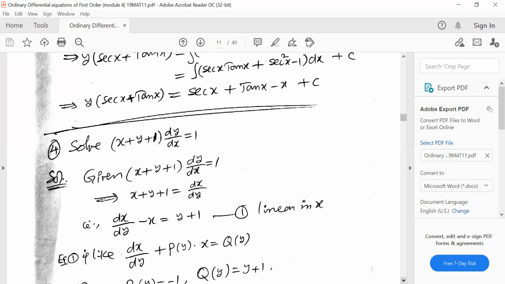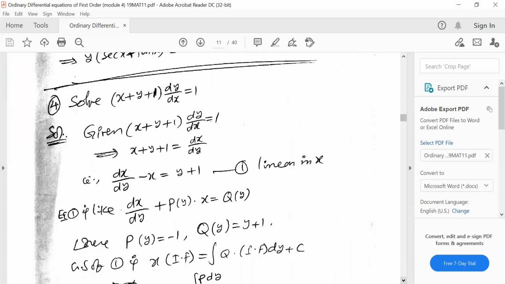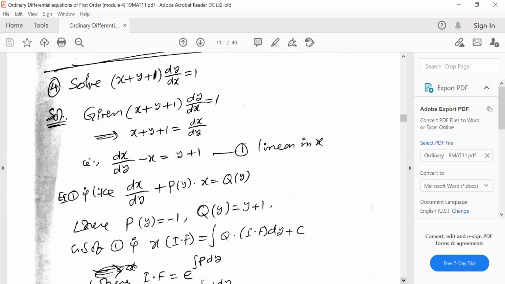By writing x plus y plus 1 is equal to 1 by dy by dx, suppose we get dx by dy. Then just shifting the terms, all y terms here, all x terms here, is it possible to get linearity? If we have that type of intention, we will just try. So by trying that, we got dx by dy minus x equals y plus 1. So it is exactly in the form of linear in x.